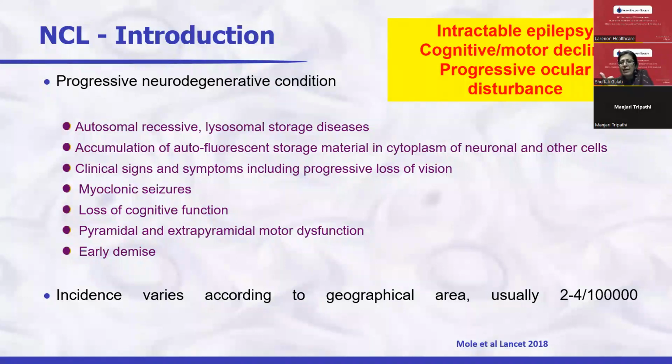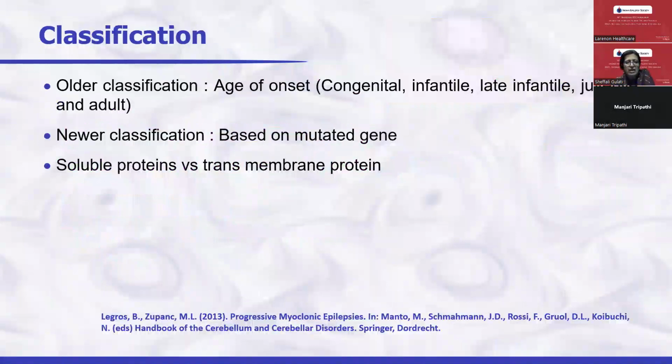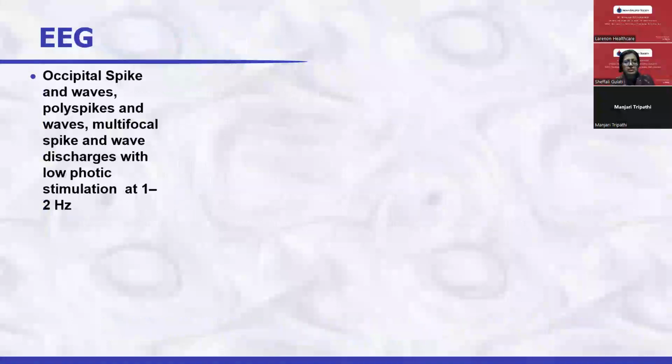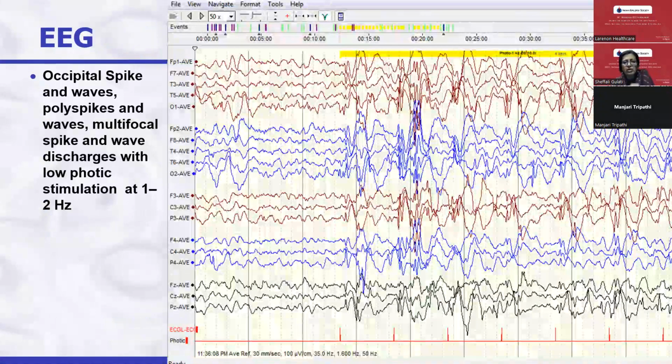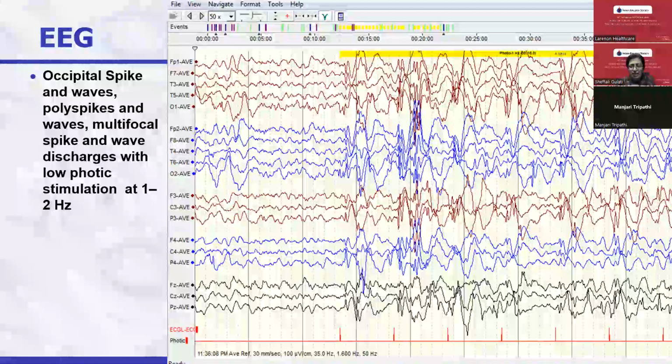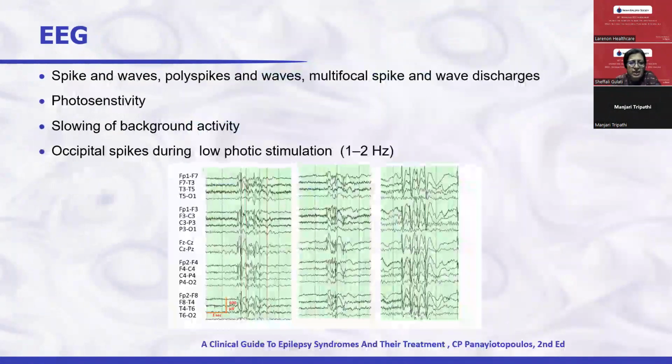So intractable epilepsy with cognitive motor decline and progressive ocular disturbance can be there. And you have some classifications and diagnostic criteria, which I need not go into, but the EEG is important. You may have occipital spike and wave, polyspikes and waves, multifocal spike and wave discharges with low photic stimulation at 1 to 2 hertz. And we were able to pick up this patient, and then we confirmed it by enzyme and further by whole exome in this case.